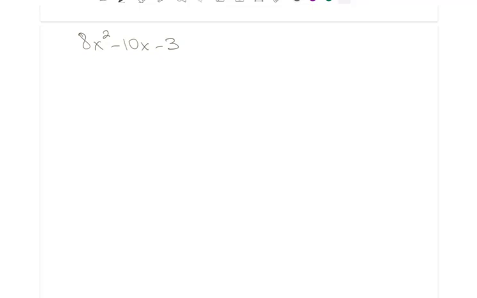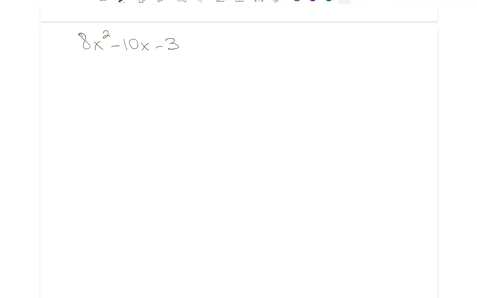So the first thing I'm always going to ask myself is, is there a greatest common factor that I can factor out of this before I do anything? So I'm looking at 8, 10, and 3. There's nothing I can factor out of there. And on my variables, I don't even have a variable in that last term, so I can't do that. Sometimes they'll try and trick you up a little bit, and they'll make it to where you could pull a 2 out of everything first. So make sure you're always checking to see if there's a greatest common factor you can pull out to begin with.